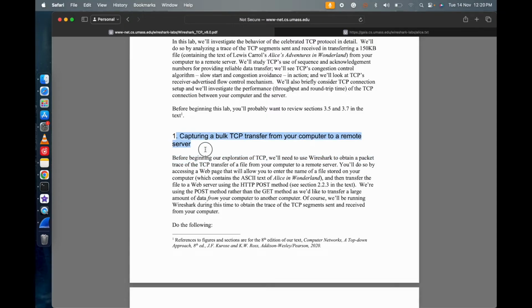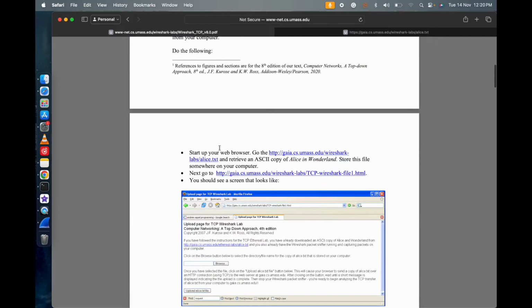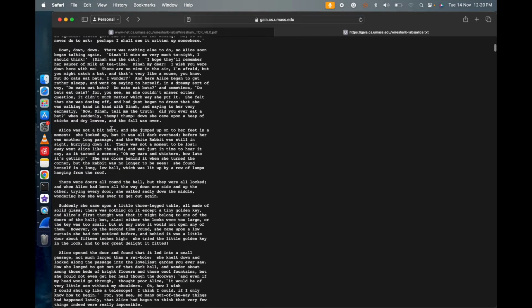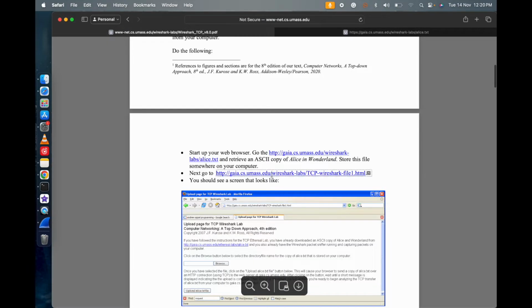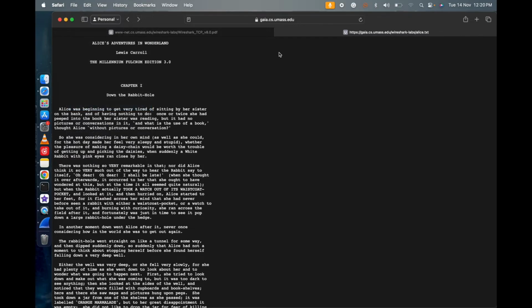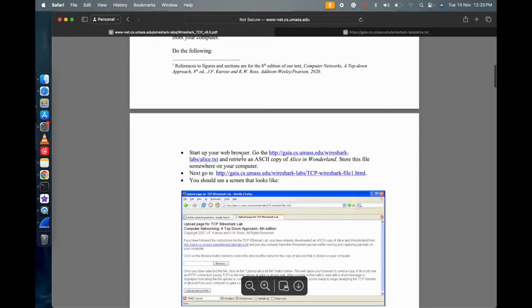Firstly, capturing a bulk TCP transfer from your computer to a remote server. So yeah, start up. Go to this text file. So the text file is like this, guys. It's a big text, and store this file somewhere on your computer. You can just save it like this. Save as, I have saved it previously. So you just save it.